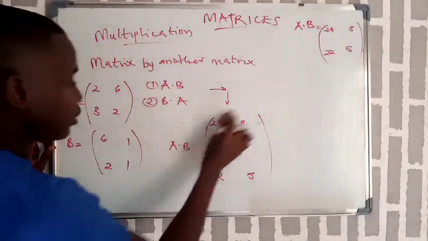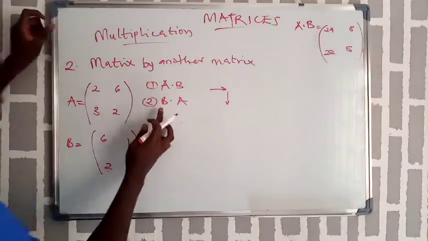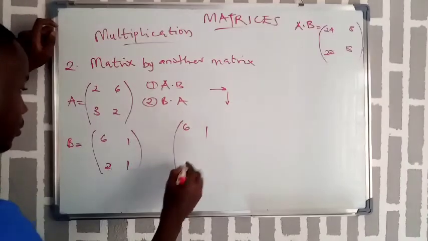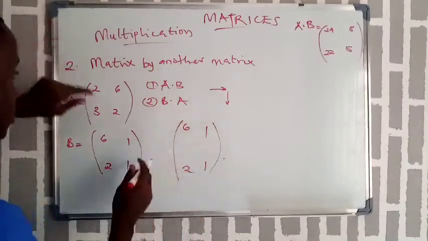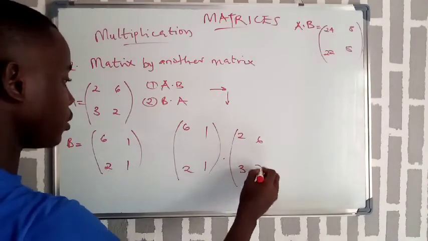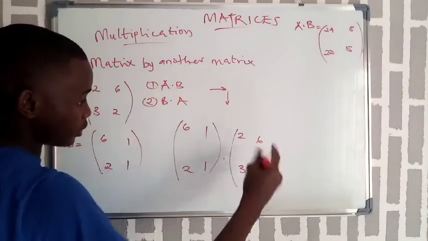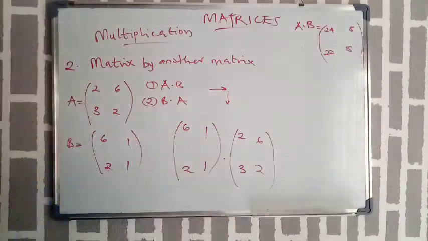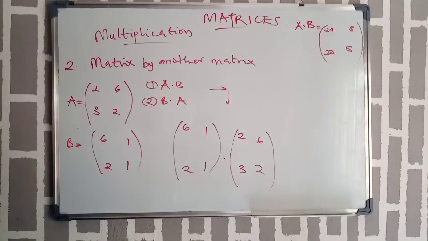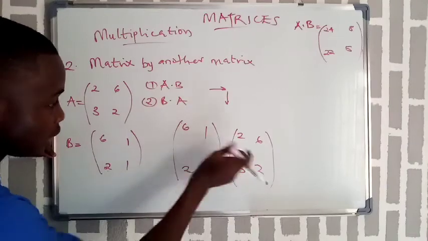Now let's do B dot A. Now this is matrix B, this matrix now, 6, 1, 2, 1, dot A, 2, 6, 3, 2. Remember, the number of columns here is equal to the number of rows here. That's why these matrices can multiply. If it were 3 columns here and 2 rows here, they can't multiply each other. So the same thing happens again. 6 goes here and this one goes here. You add up this one.